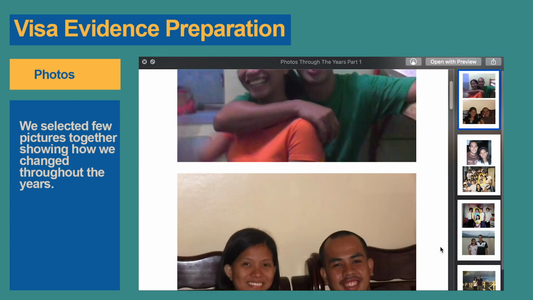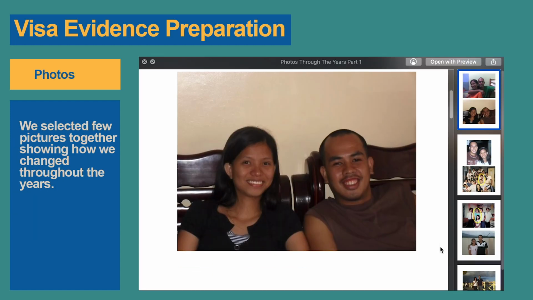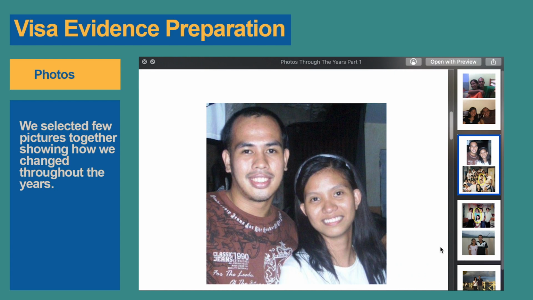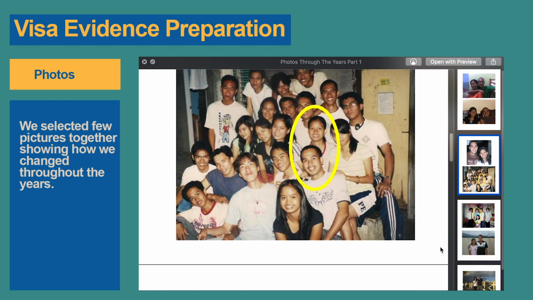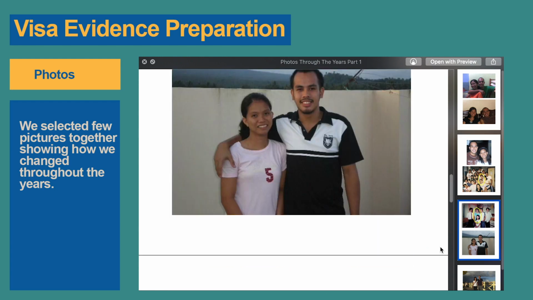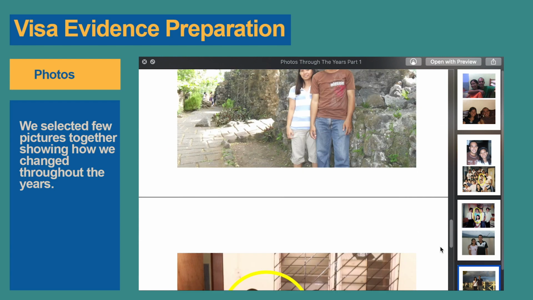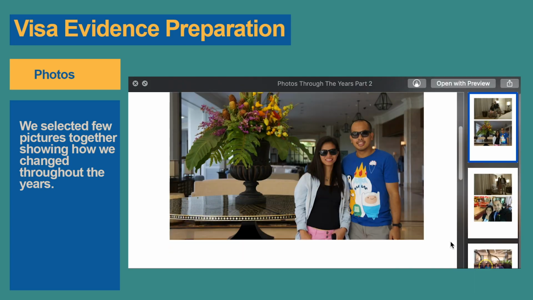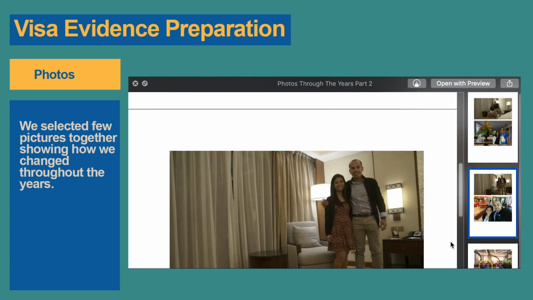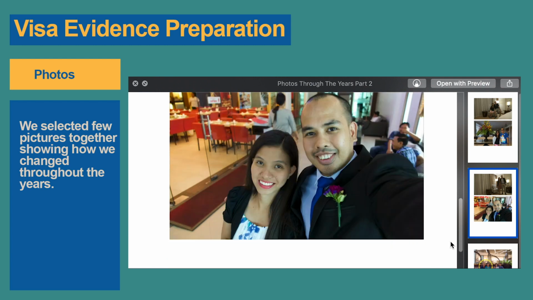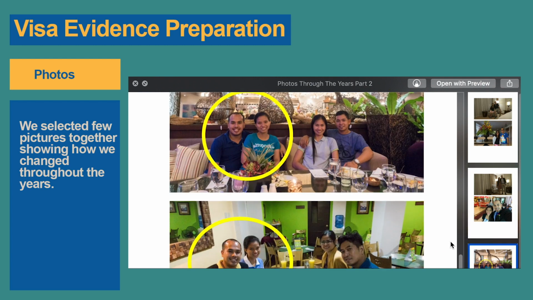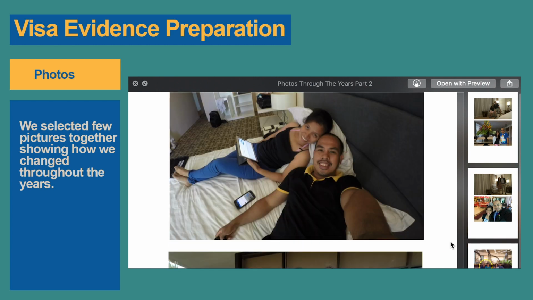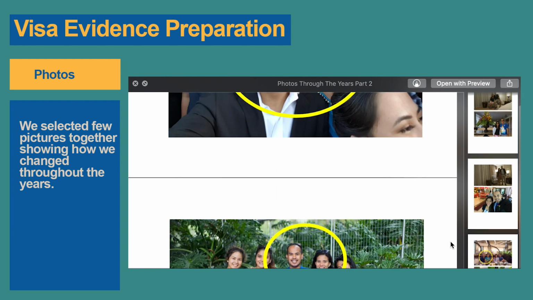For our pictures, again, instead of uploading individual ones, we arranged them in 2 files. We chose the pictures that show how we changed throughout the years. We included pictures where we are seen in a social context to provide some proof about the social aspect of the relationship. We did not include a document summary this time. We put the file name photos through the years instead of just pictures or photos.